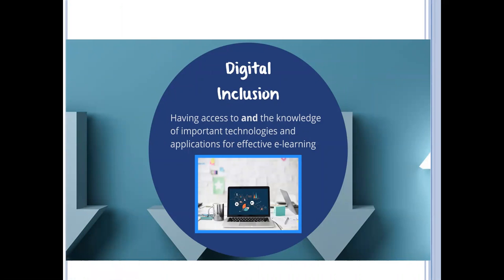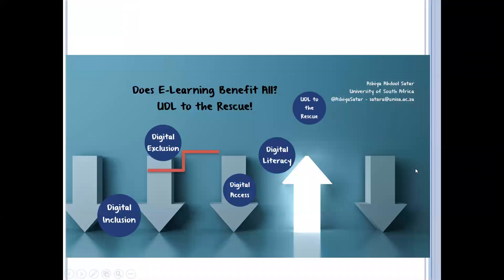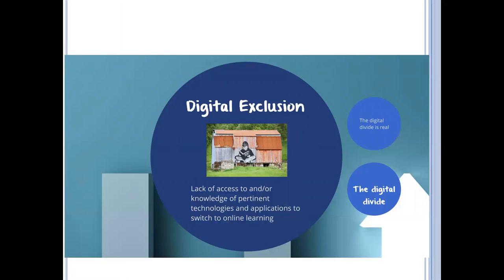Firstly, digital inclusion. What does this mean? It means having access to and also having the knowledge of important technologies and applications for effective e-learning. Well then, what does digital exclusion refer to? Digital exclusion means the lack of access to and or knowledge of pertinent technologies and applications to switch to online learning. This is what we refer to as the digital divide, which is extremely real.